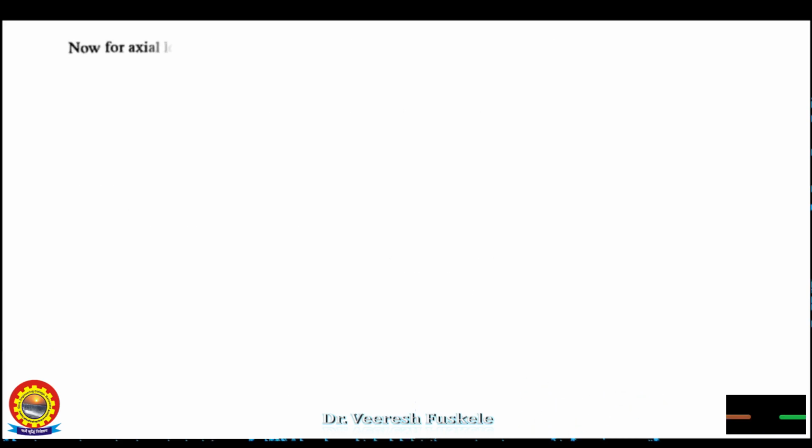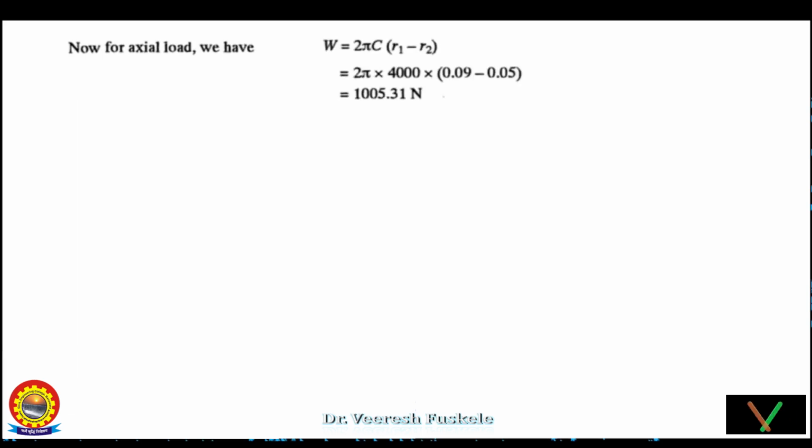Next, for the axial load we have W is equal to 2 pi C into R1 minus R2. This we discussed in the previous video. So from here we can find out the axial load that should be applied to engage both the shafts, that is nothing but 105.31 Newton.